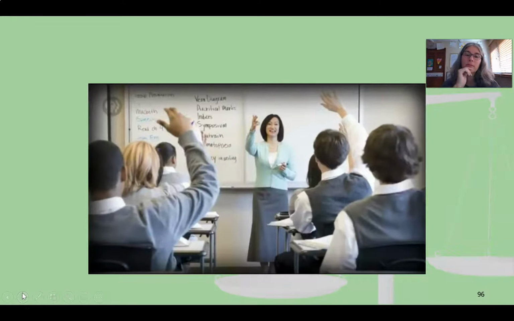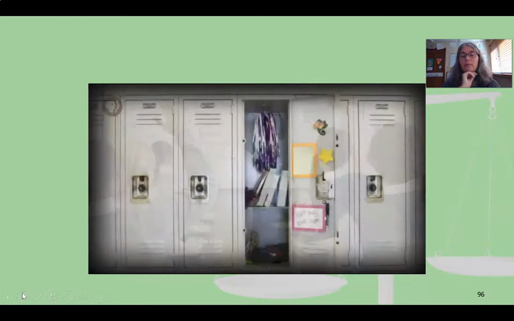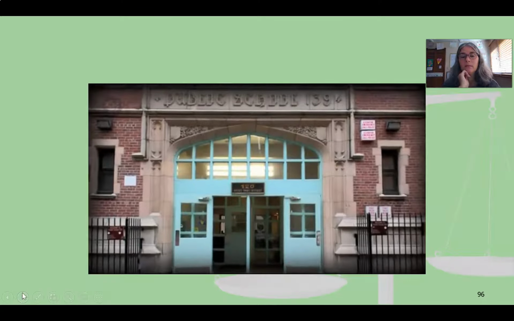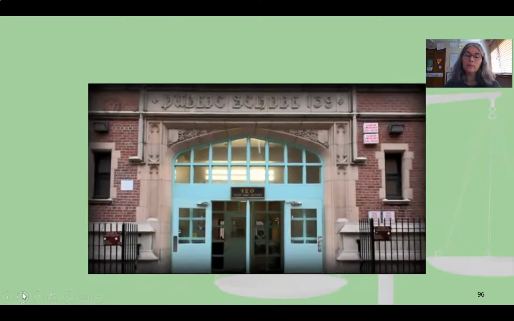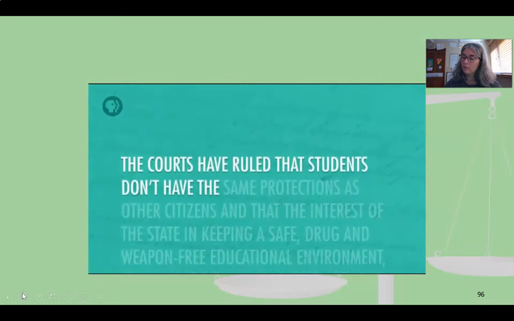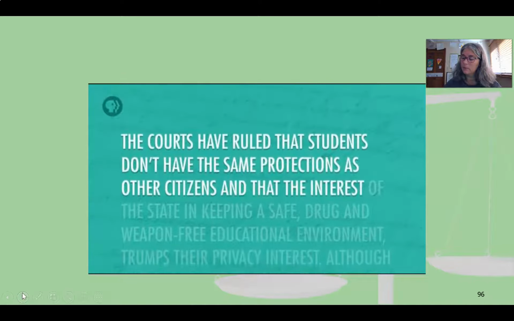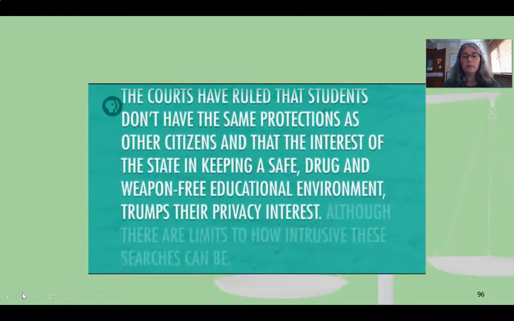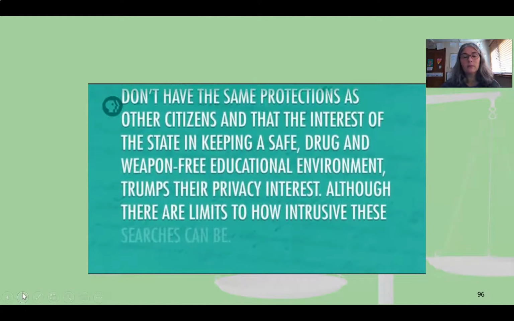Students. Students often think that it's not okay for school officials to search their lockers or their book bags, but those students are wrong. Most students go to public schools, where the officials are mostly government workers and are subject to the Bill of Rights. The courts have ruled that students don't have the same protections as other citizens, and that the interests of the state in keeping a safe, drug, and weapon-free educational environment trumps their privacy interests. Although there are limits to how intrusive these searches can be.